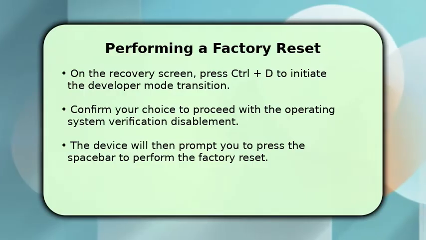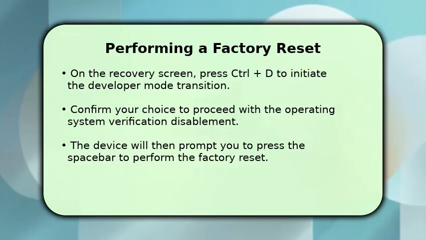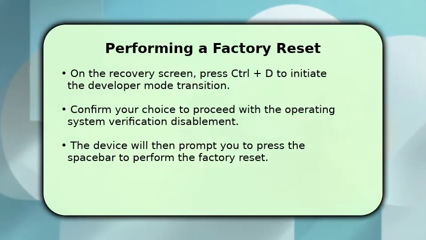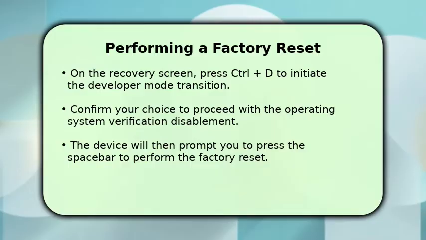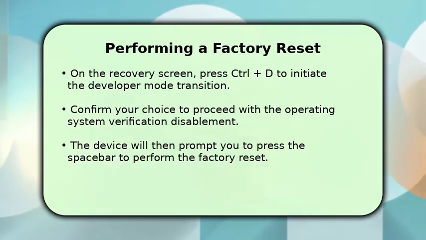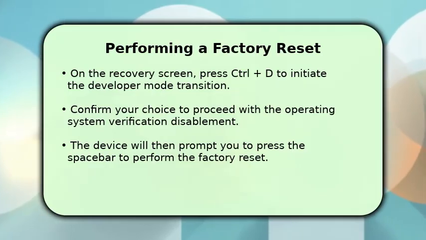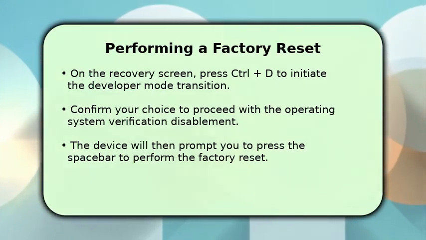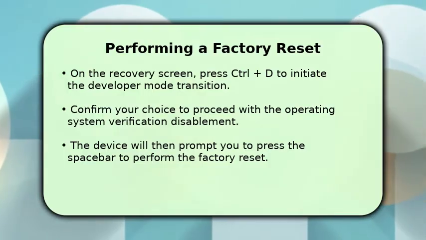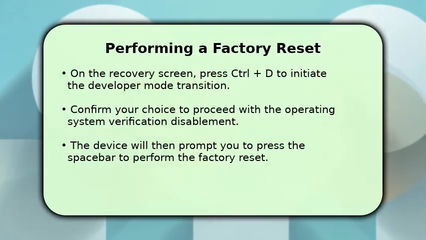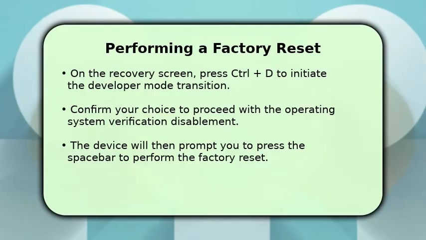Once you're on the recovery screen, the next step is to perform the factory reset. Press the Control key and the D key together. This action will prompt you to confirm disabling operating system verification. Confirm your choice to proceed. Your Chromebook will then display a message asking you to press the spacebar to initiate the factory reset. Pressing the spacebar will wipe all data and revert your device to its original, out-of-the-box state, effectively removing the administrator.